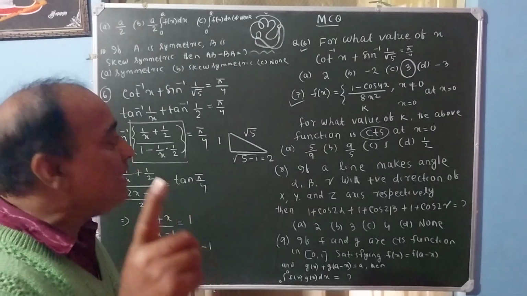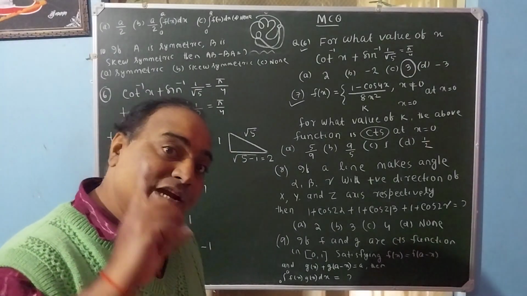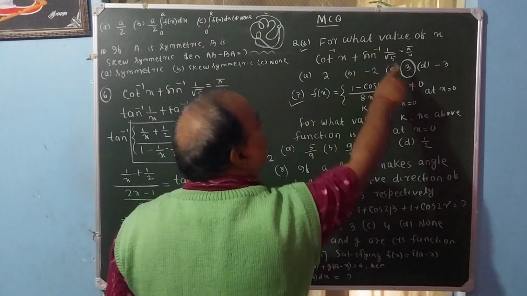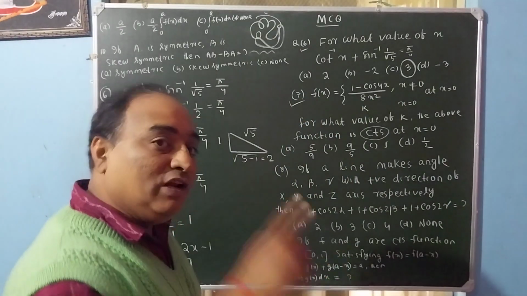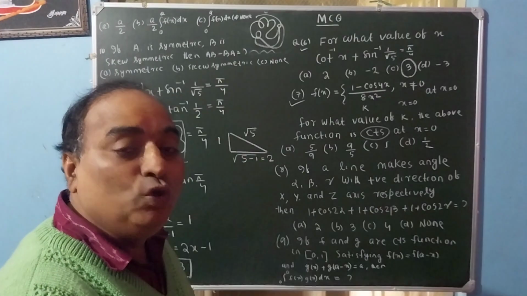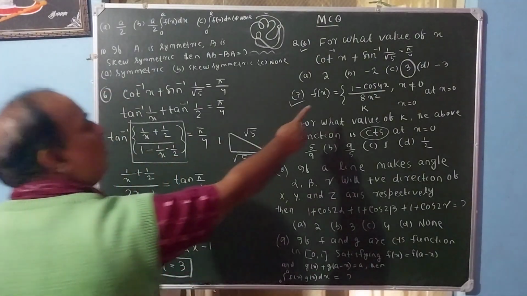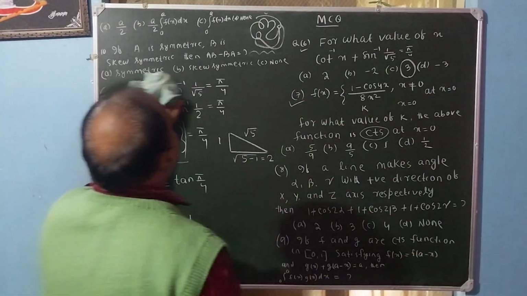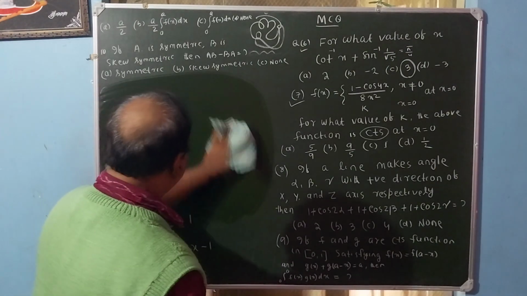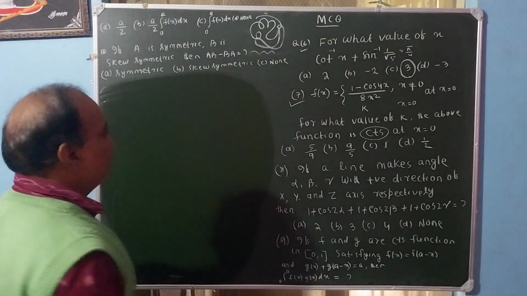A function f of x is said to be continuous at x is equal to a if the limit of the function is equal to the value of the function. First of all, we have to find out the limit of the function. When the limit of the function is equal to the value of the function, at that time we say that the function f of x is continuous. Now we have to find out the limit of the function. Write down the limit of the function.